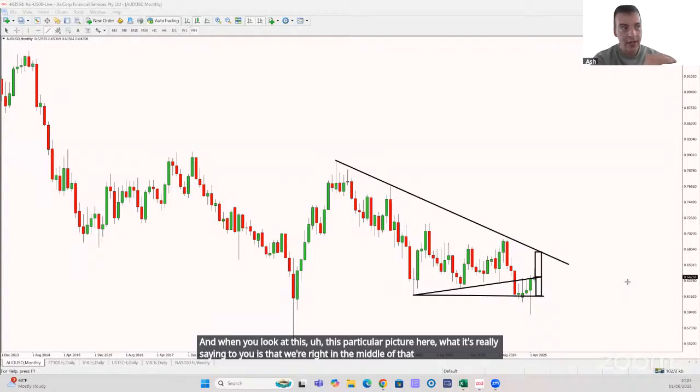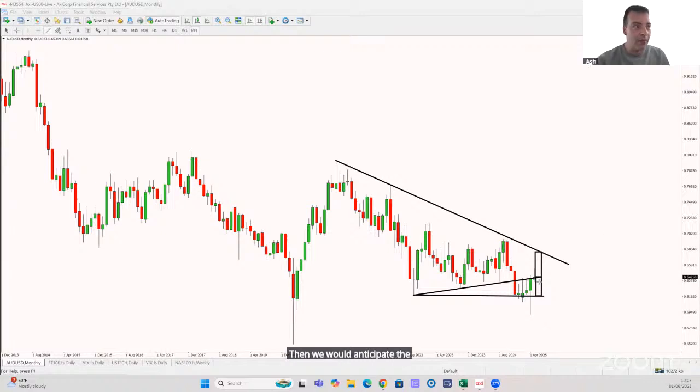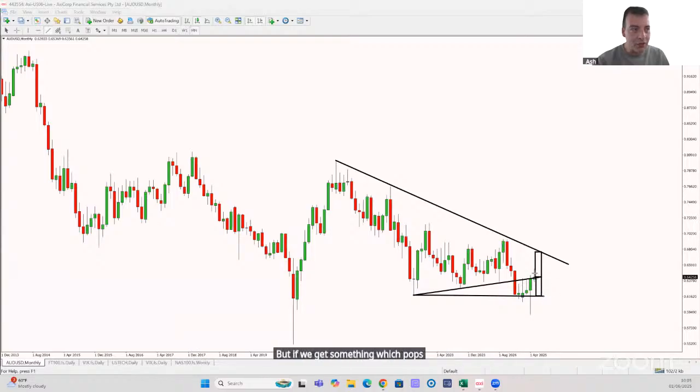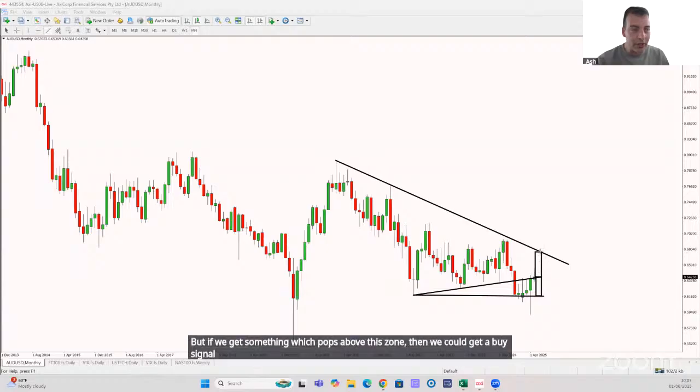trading band. And it does suggest that, on a month by month basis, if we get a sell signal on a daily time frame, then we would anticipate the currency pair starting to weaken towards the lower area. But if we get something which pops above this zone, then we could get a buy signal that would suggest that we're going to go up to the upper area. So we're right in the middle.